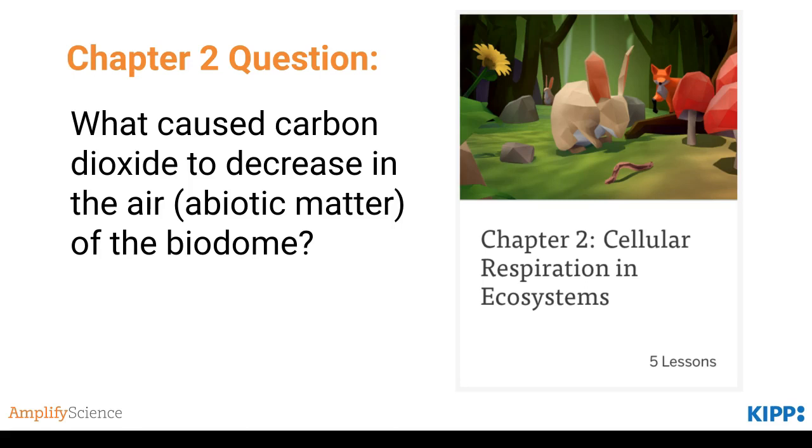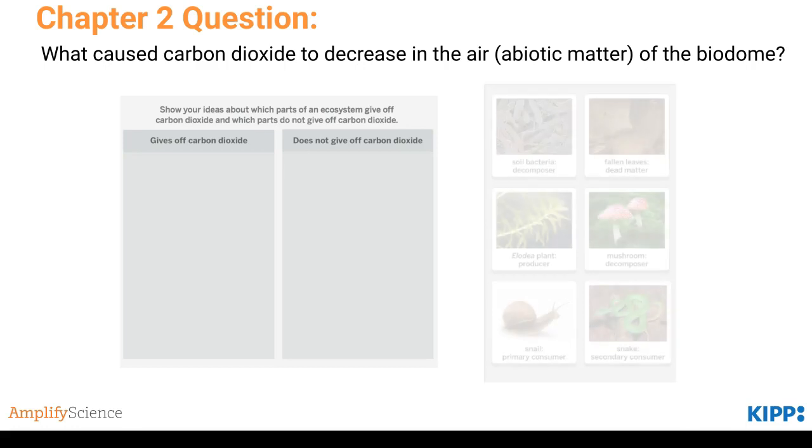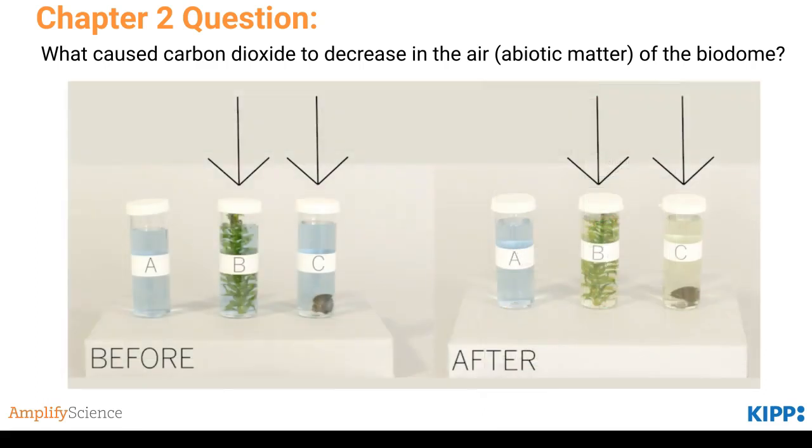what caused the carbon dioxide to decrease in the air, abiotic matter of the biodome? Students begin the chapter by sorting parts of an ecosystem to show their initial ideas about whether they give off carbon dioxide or not. Students then watch a video to get evidence about whether producers and consumers give off carbon dioxide. They conclude that both producers and consumers can give off carbon dioxide.